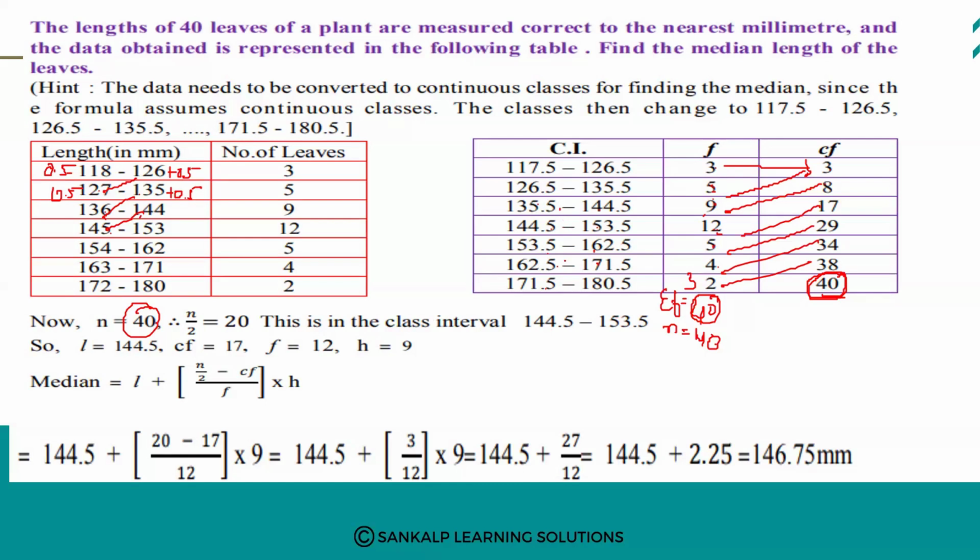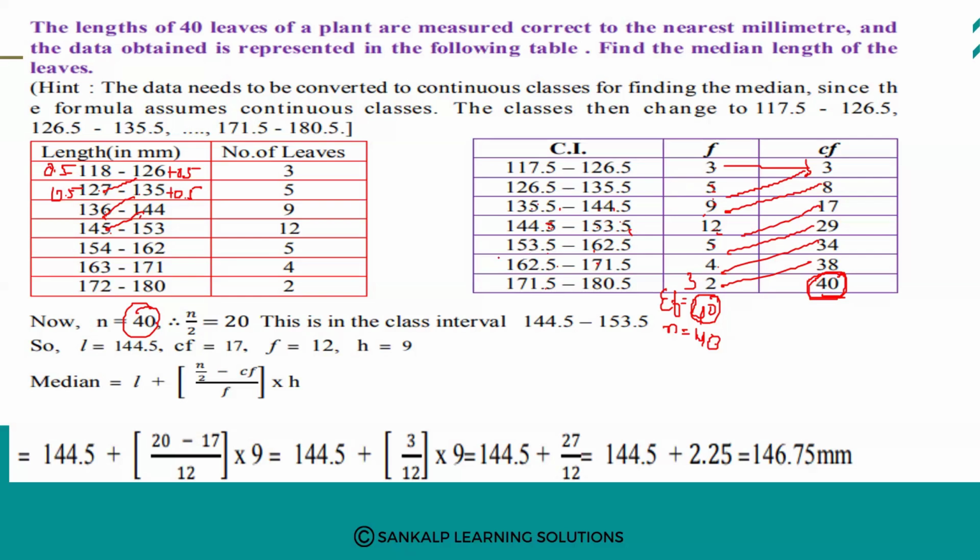144.5 to 153.5. So 20. This is 17, this is 29. That means this is up to 17, and this is from 17 to 29. That means 20 lies in this interval. Yes or no? So this interval is from 8 to 17, the last value is 17, and this is from 17 to 29. That means 20 lies between 144.5 to 153.5.